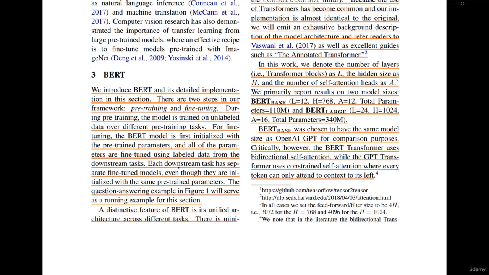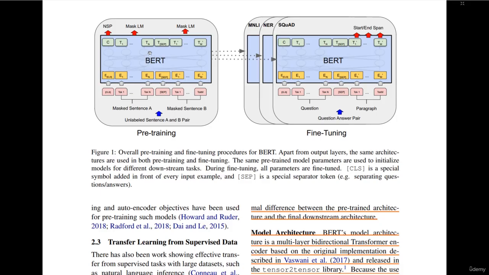Each downstream task, like the question answering we're working with now, has separate fine-tuned models, even though they are initialized with the same pre-trained parameters. The question answering example in Figure 1 will serve as a running example for this section. Here we see how we do the pre-training of a BERT model, and now it is used in these different downstream tasks. Specifically for our question answering, we have our SQuAD data set where our aim is to get the start and end words in our context based on an input question.